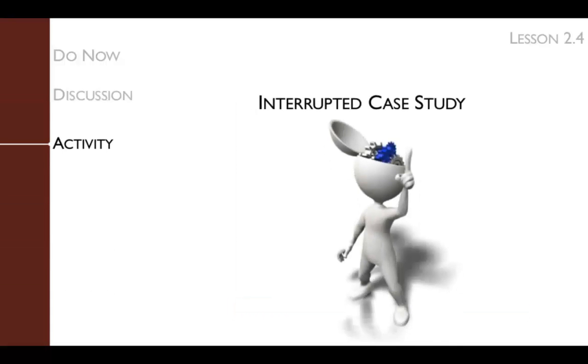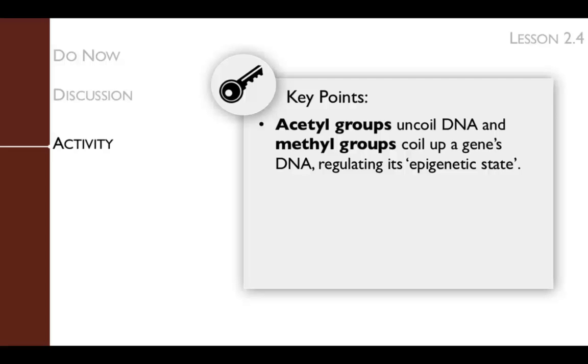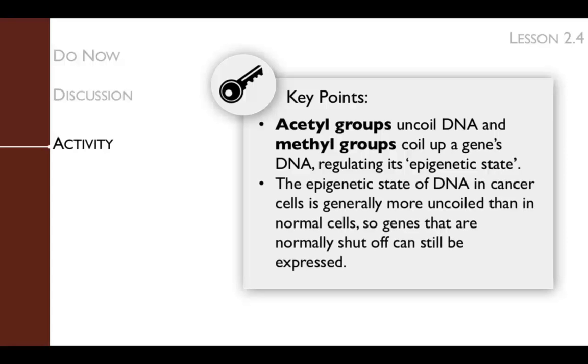In the activity, students will work in small groups to complete an interrupted case study on variations in gene expression in different cells. The key points of the lesson's activity are that acetyl groups uncoil DNA and methyl groups coil up a gene's DNA, regulating its epigenetic state. The epigenetic state of DNA in cancer cells is generally more uncoiled than in normal cells, so genes that are normally shut off can still be expressed.